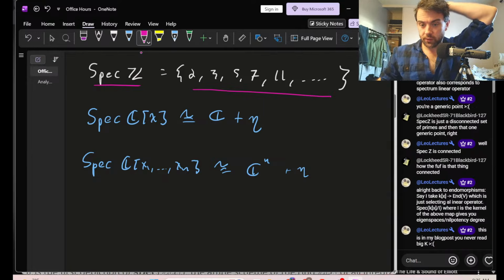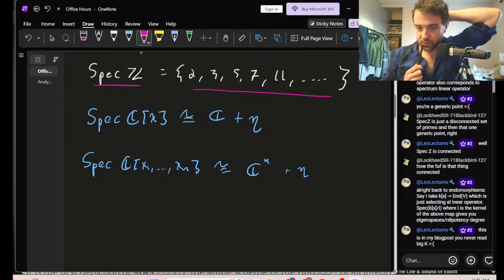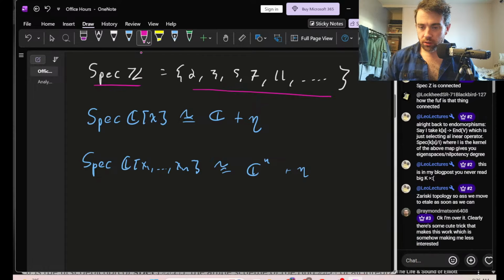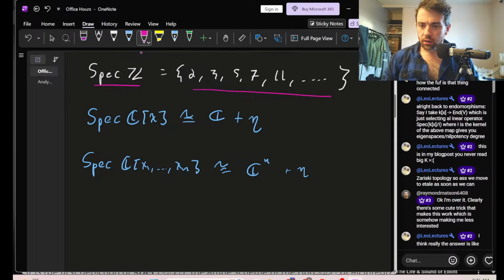All right, back to endomorphisms. Why the hell are we talking about endomorphisms? What are you talking about? Say you take k[x] to End(V). What is V? A vector space? Which is just selecting a linear operator. A linear operator where? I don't understand. Where I is the kernel. Gives you eigenspace as a nilpotency degree.